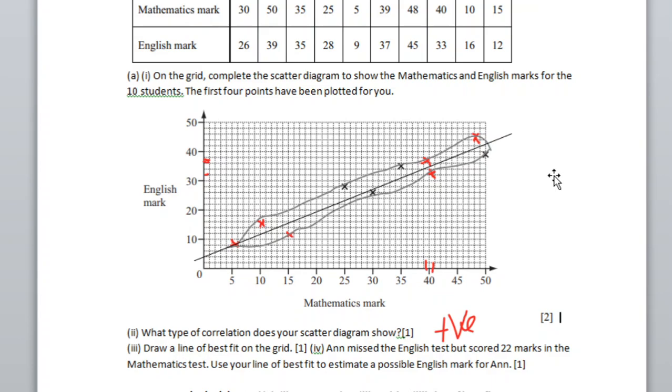Part 4. Anne misses the English test but scored 22 marks in the mathematics test. So use your line of best fit to estimate a possible English mark for Anne. So the value on the x-axis is 22, so here is 22. Let's see where that touches the line. For 22 the value is roughly 21 here. So the answer is 21. Your answer could vary obviously depending on the line of best fit you've made.